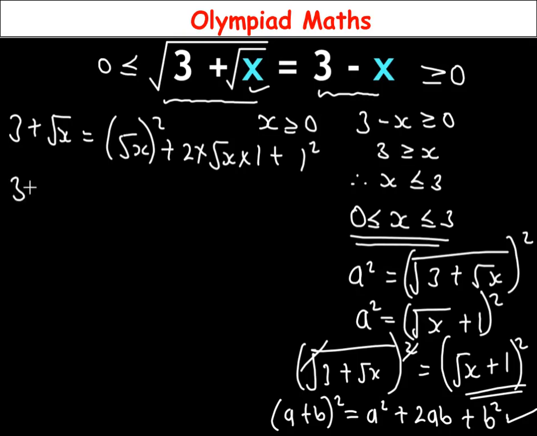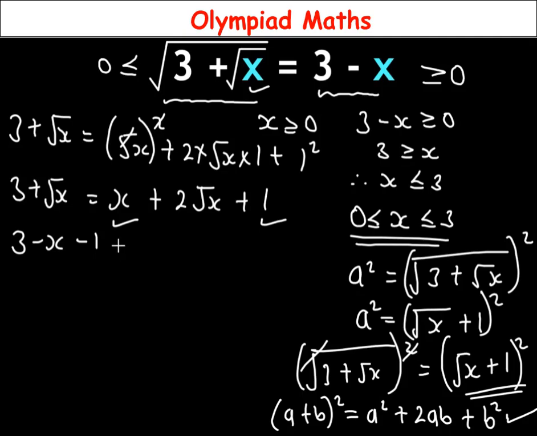So with this, we have 3 plus root x is equal to, square cancels square root, x, plus 2 times root x times 1 is 2 root x, plus 1 squared is 1. At this junction, move x and 1 to this side of the equation. So we have 3 minus x minus 1 is equal to 2 root x minus root x. With this, 3 minus 1 is 2, minus x is equal to 2 root x minus root x, which is root x.